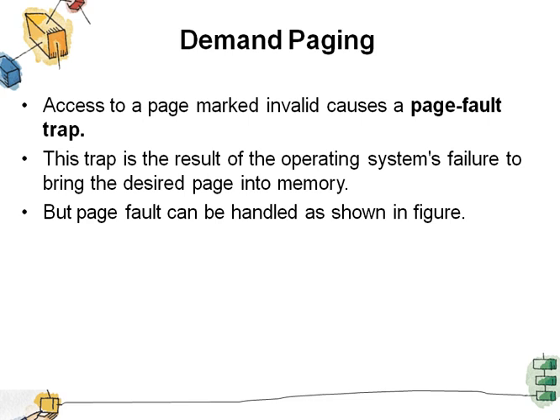So when it is demanded, only those pages are brought in. The rest of the pages are not brought in and hence they are marked as invalid. Now if an attempt is made to access a page having an invalid bit, it will cause a page fault trap. This means that we are trying to access a page which is not loaded in the main memory and hence it will cause a page fault trap. It is actually a result of the operating system's failure to bring the desired page into memory. But a page fault can be handled here.